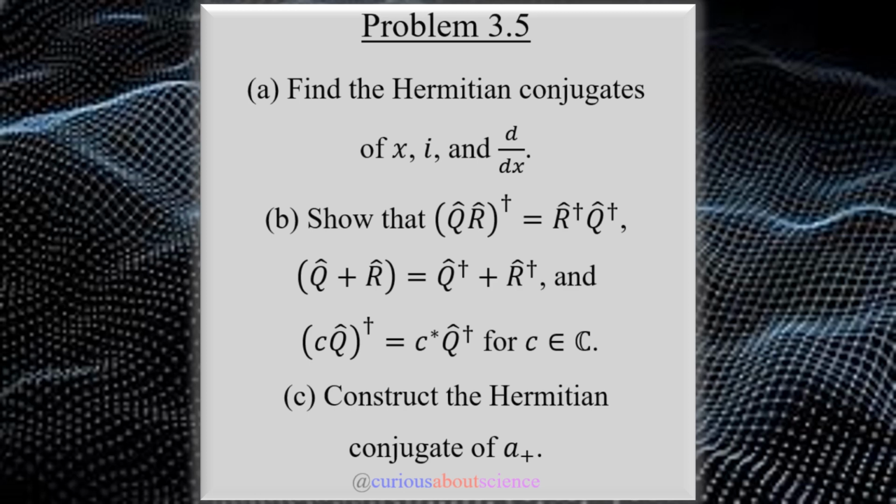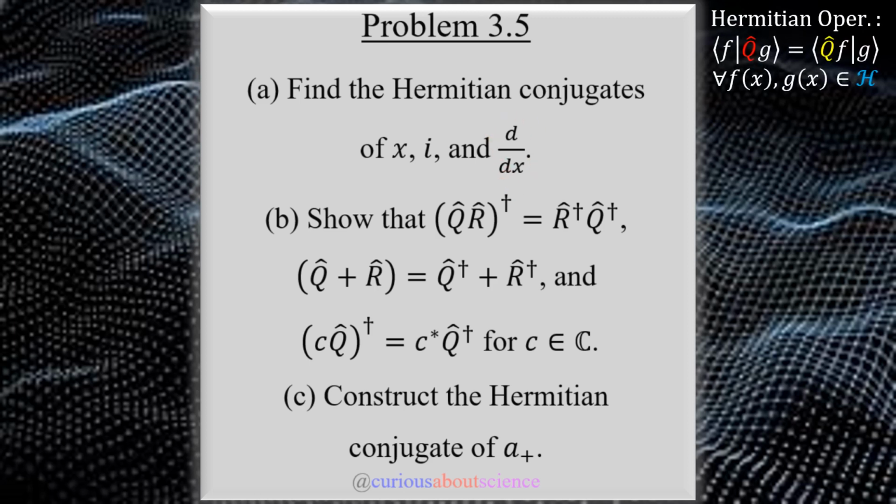Here we have from part A that we wish to find the Hermitian conjugates of x, i, and the differential operator d by dx. What is a Hermitian conjugate? Well, we know the definition of Hermitian operator, where we can switch operating on g to operating on f, so long as we're in the Hilbert space. Of course, we've seen that this entire section.